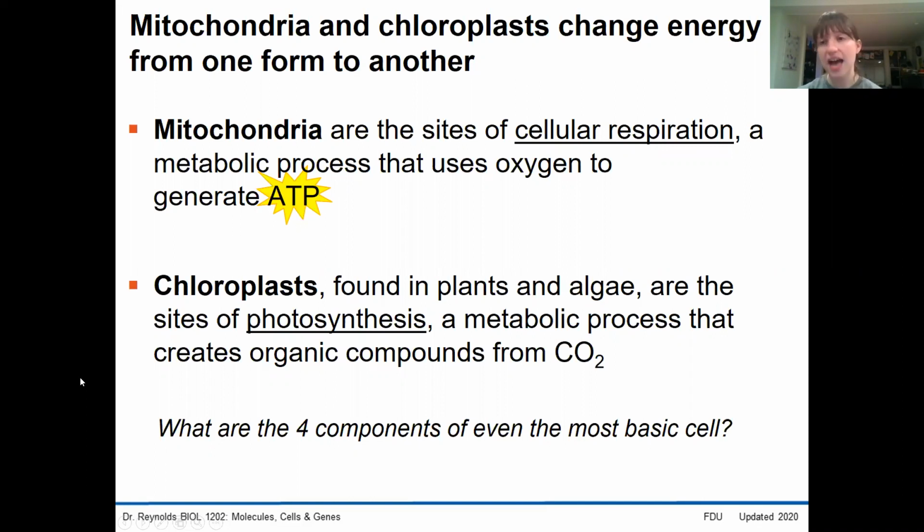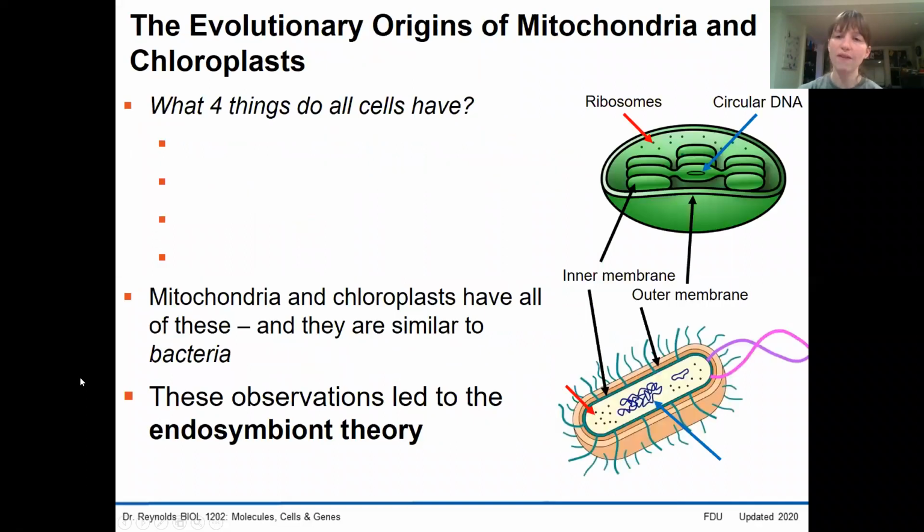So now I'd like to ask you, pause the video if you need more time, but what are the 4 basic components of a cell? What 4 things do all cells have? Well, if you think about the 4 things that every cell has, it starts with a DNA genome. If you take a look at mitochondria and chloroplasts, you're going to find a small circular DNA genome inside of each one of these organelles. That's consistent with a prokaryotic cell.